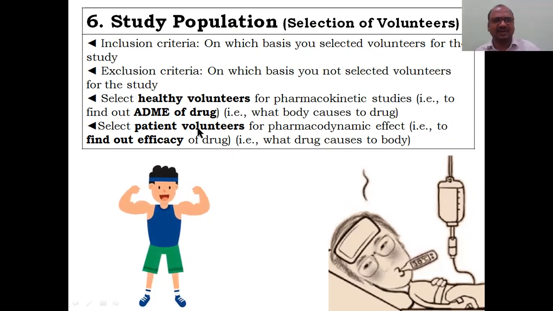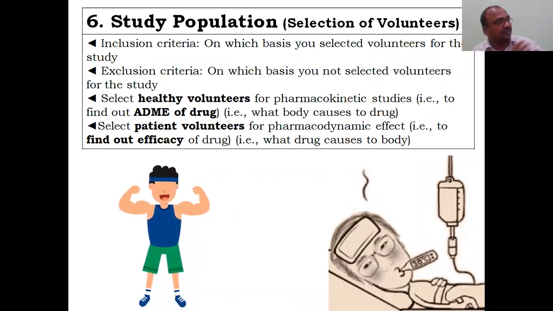See here, this fellow is healthy. This fellow is a patient. So whom do we have to select for our studies? First, there are two things: inclusion criteria and exclusion criteria. Inclusion means the basis on which you are selecting the volunteers. Why are you including those volunteers in the study? Exclusion is if you are not selecting those persons, or even a selected person you are sending out. Why are you not selecting those volunteers? You have to mention both very clearly for your study.